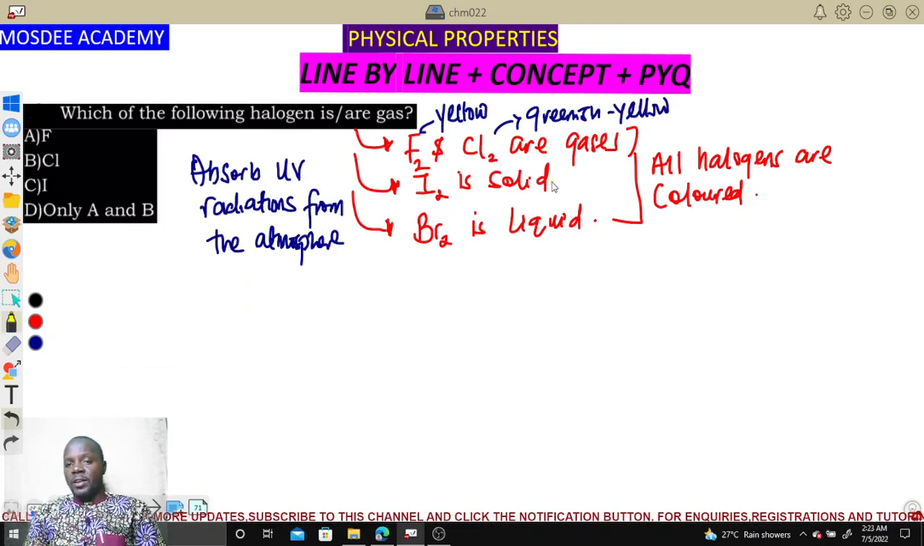I don't know. Iodine is purple. To me, it will not write well.